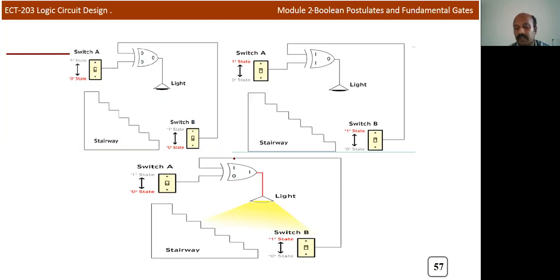Another application of XOR gate is a staircase switch. So we're discussing the staircase switch is equal to XOR gate. Here you can see a switch, and this is a staircase light. Here the switch position is at 0 state, and at the top also the switch position is 0 state. So light will be in the off condition. This is another stage. Both switches are in high state. Light condition is off.